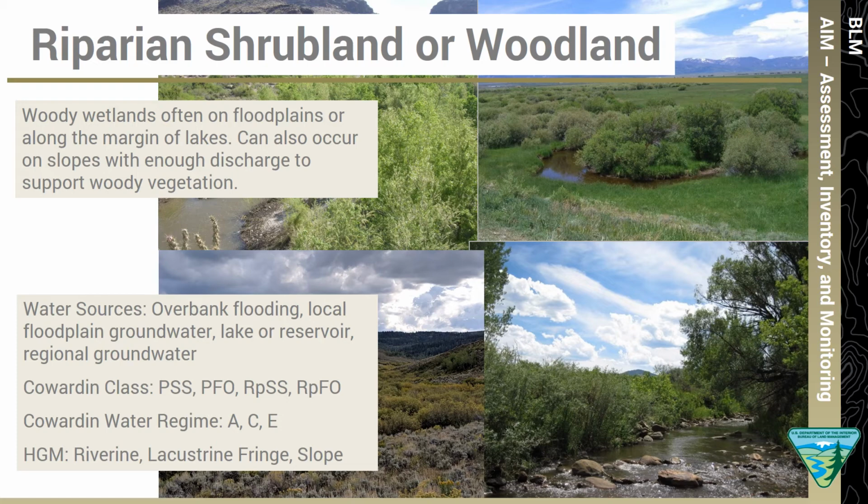In the Cowardin classification, they are either palustrine scrub-shrub, PSS, or RPSS, riparian scrub-shrub, if they are dominated by shrubs, or palustrine forested, PFO, or RPFO, riparian forested, if they are dominated by trees. They can have Cowardin water regimes of A, temporarily flooded, C, seasonally flooded, and E, seasonally flooded then saturated. The HGM class is typically riverine, but can also be lacustrine fringe or slope.